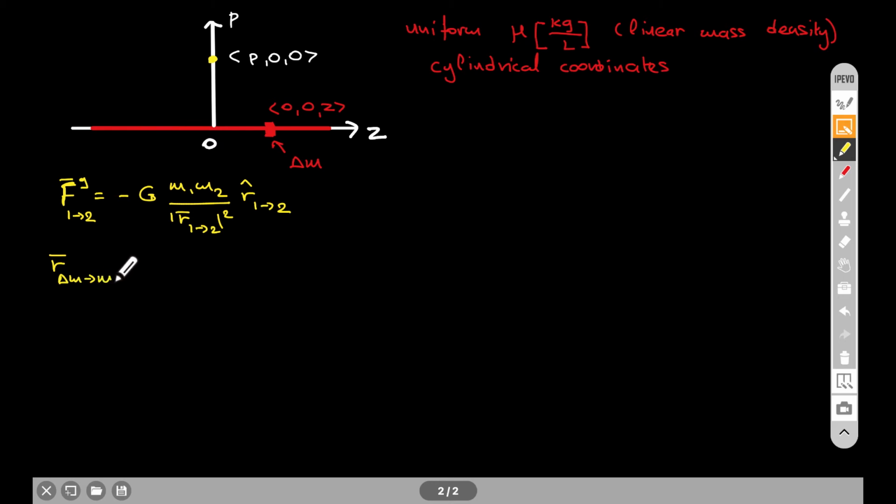And I'm interested in finding the force that the small piece of mass exerts on the point particle. And this will be the position of the point particle minus the position of the small piece of mass. And this is (rho, 0, 0) minus (0, 0, z). And this will be (rho, 0, -z). Now, the next thing I need in this expression is the magnitude.